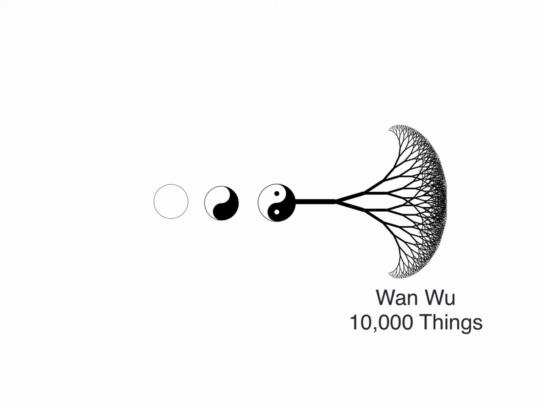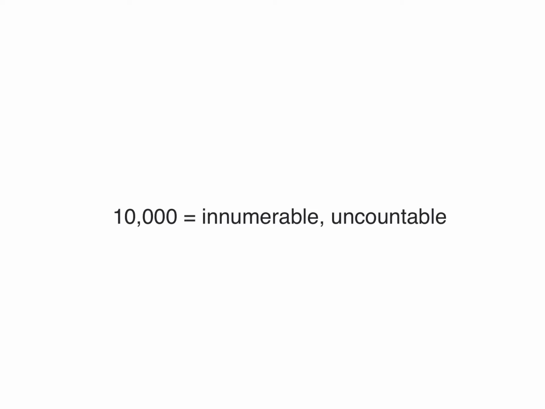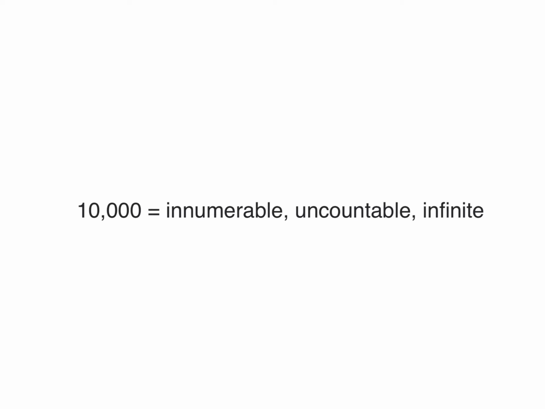So extending this outwards, we end up with the concept of one wu, or the 10,000 things. So we have Taiji, right, which then basically cascades into all of the different phenomena of the universe, the 10,000 things. And the 10,000 things, therefore, are meant to be innumerable or uncountable, infinite. And essentially, this is what the 10,000 things is meant to represent: the uncountable, infinite complexity, right, that emerges from Taiji.